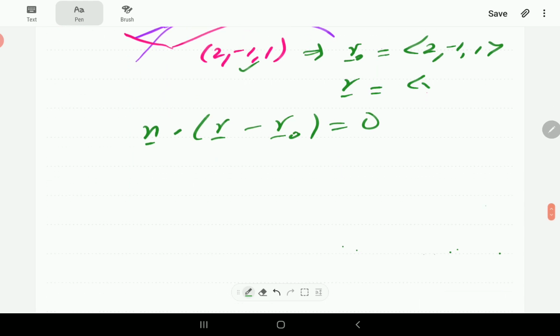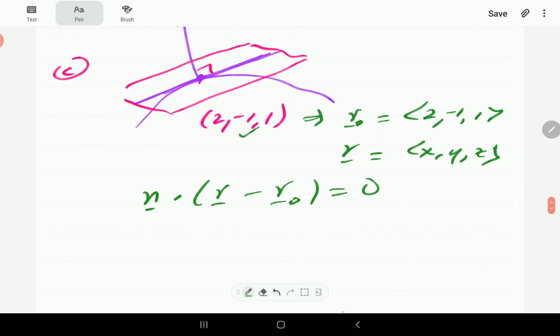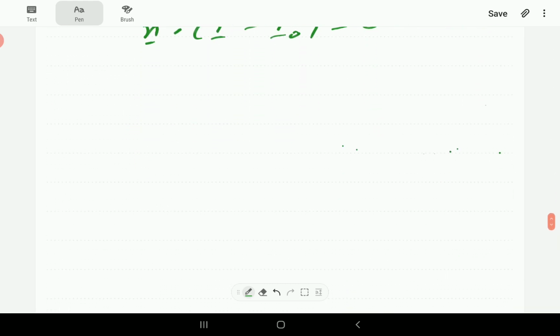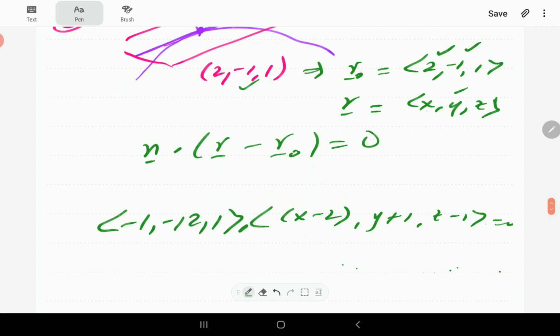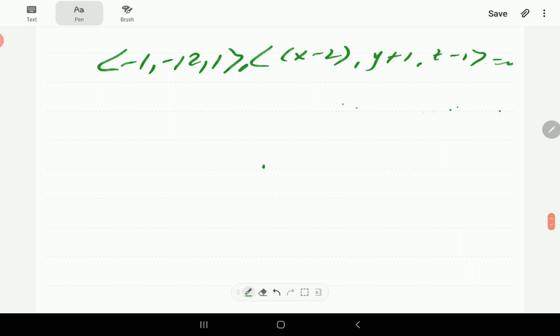Of course, this is just x, y, z. So when we plug this in, the normal vector is minus 1, minus 12, 1. Then dot is going to be x minus 2, y plus 1, z minus 1. This must be equal to 0 because these two are always going to be perpendicular to each other.